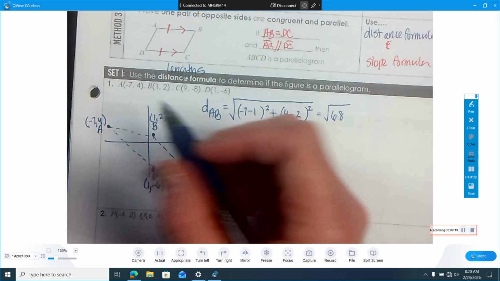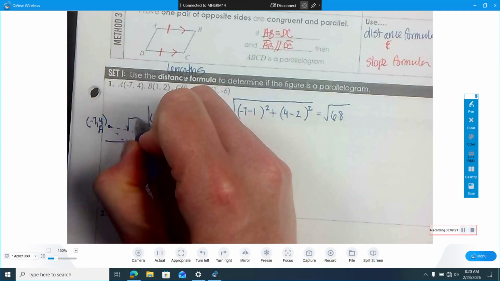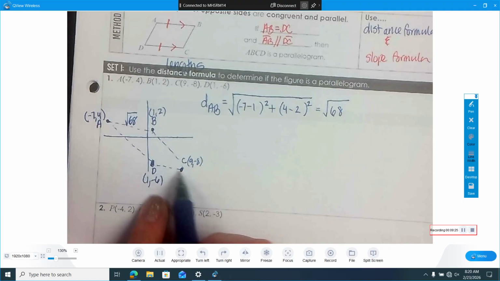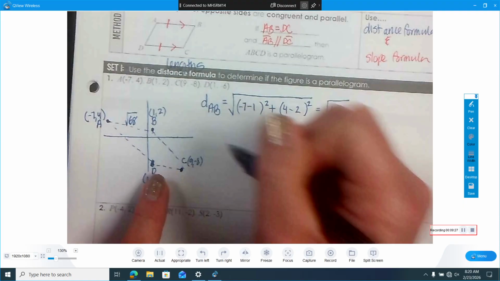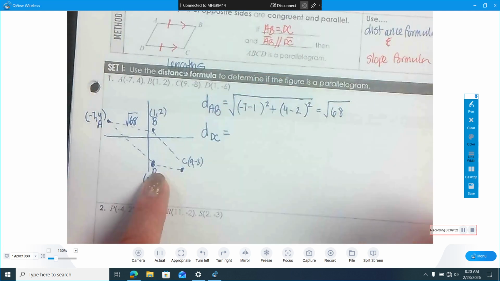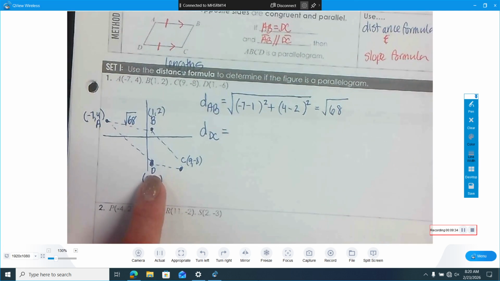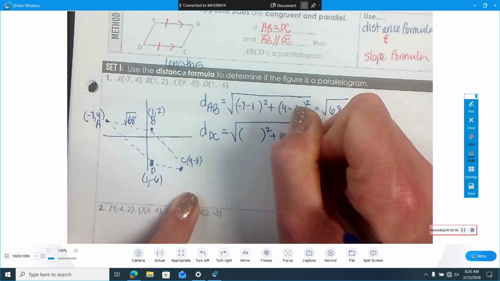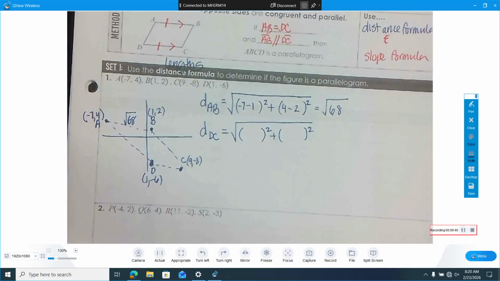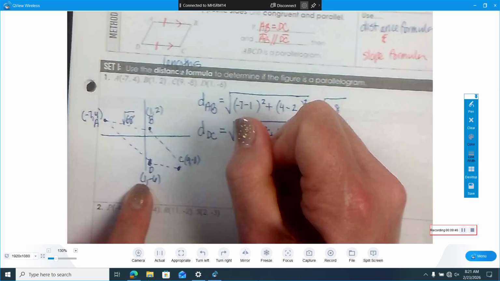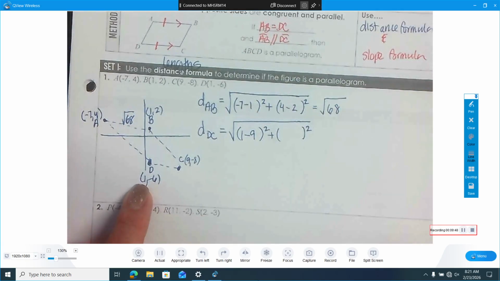Okay. So now I know that this side is the square root of 68. I want to check that with this side over here because they should match. So I'm going to do the distance between D and C. So using points D and C, again, I got my giant square root. I'm going to set up my squares added together, set up my structure, and now I can pretty easily subtract my x's. So I'm going to do 1 minus 9.